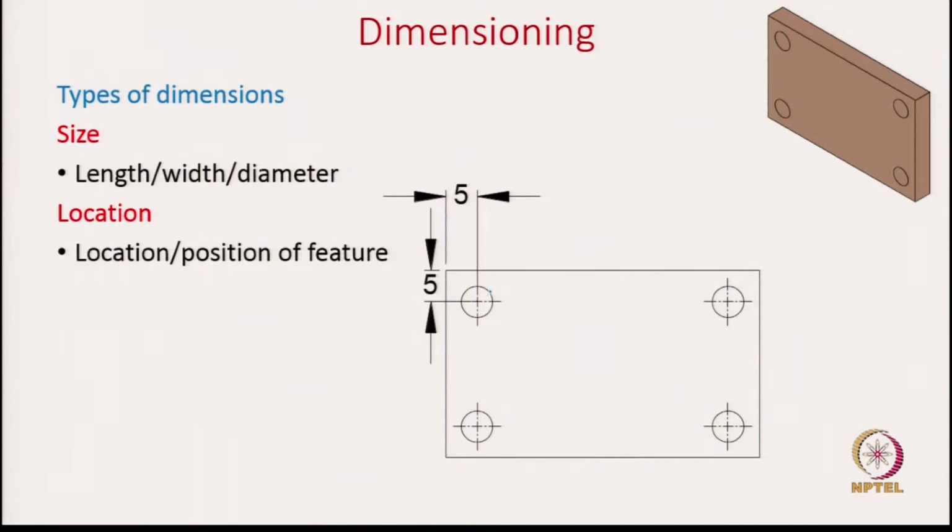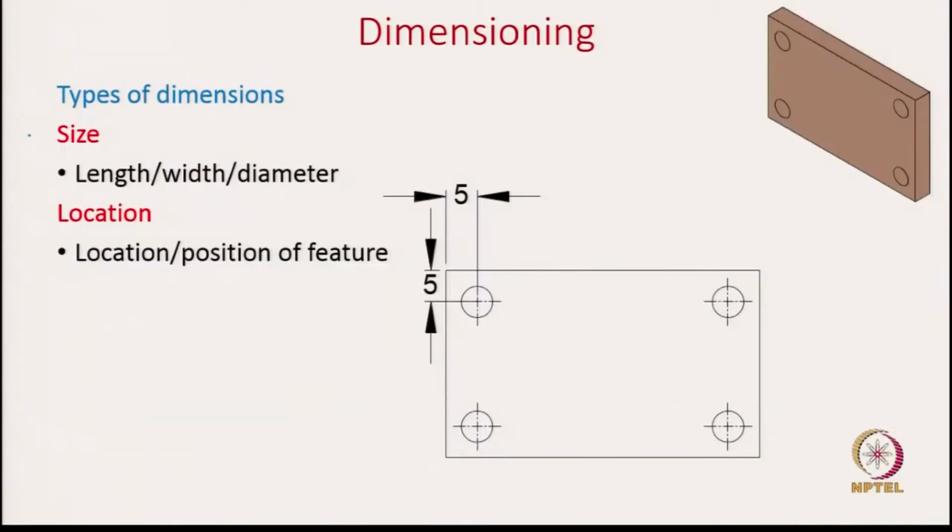For example, if we are talking about this particular hole, we want to mention how far it is from the left edge or how far it is from the top edge. So this is also dimensioning, but here we are not talking about how big or small this particular hole is. We are talking about how far this is from a particular reference plane. So these are the 2 different aspects we need to dimension, the size and location.